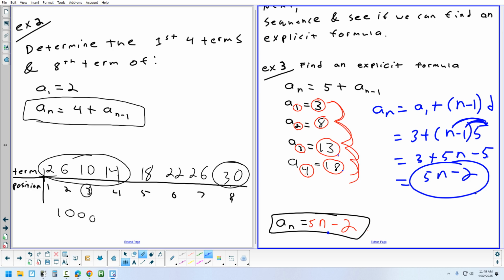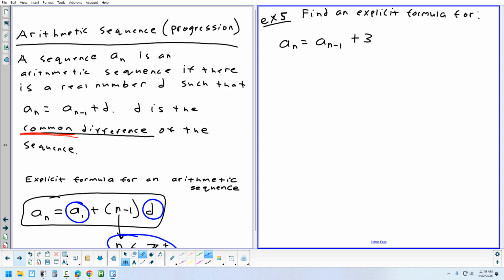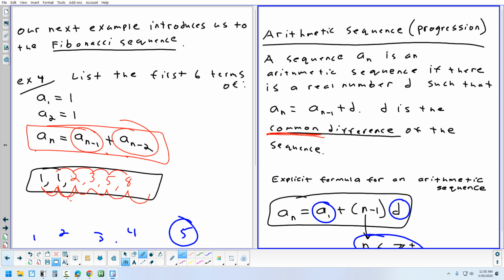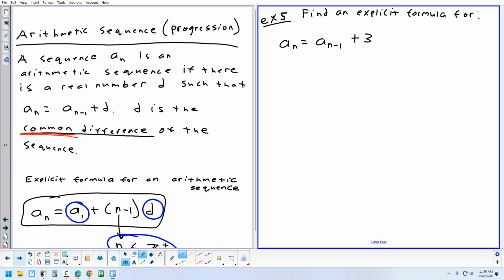Okay, any question on that? All right, so let's try this one. Let's find an explicit formula for that. Just a question on the last one. Where did you get the 5 from again? The 5, that was the common difference. So it's what we were adding each time to get from one number to the next. Okay.